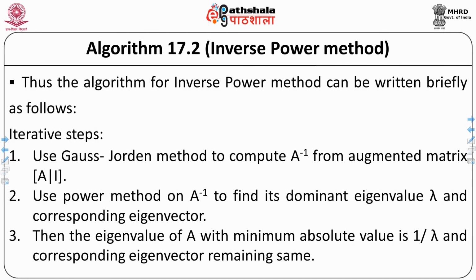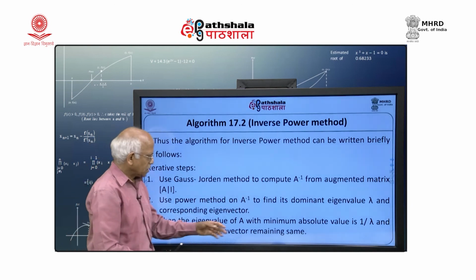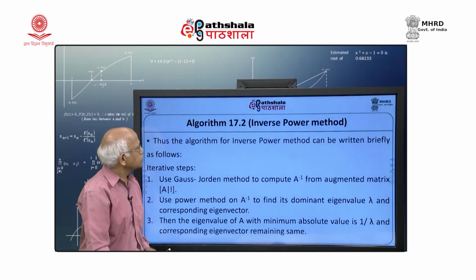The algorithm will be like this. The input and output will be just as already mentioned earlier. The iterative steps are: 1, use the Gauss-Jordan method to compute A inverse from the augmented matrix A I, where I is the identity matrix of order n. 2, use the power method on A inverse to find its dominant eigenvalue lambda and the corresponding eigenvector. Then the eigenvalue of A with minimum absolute value is 1 upon lambda, and the corresponding eigenvector remains the same. So, that is my straightforward algorithm.